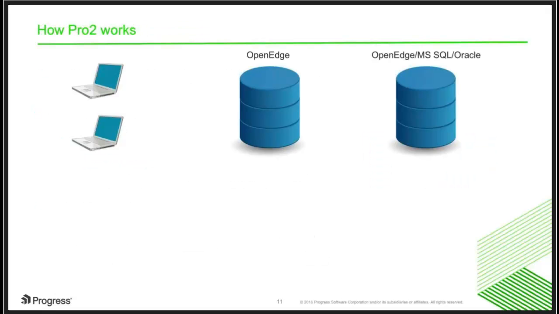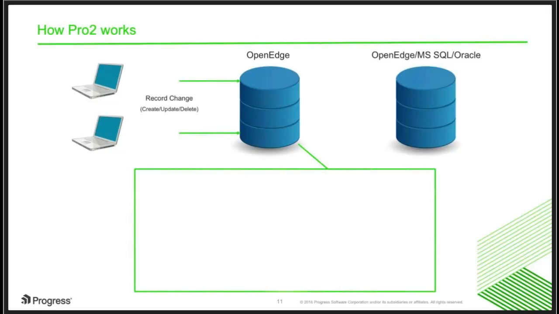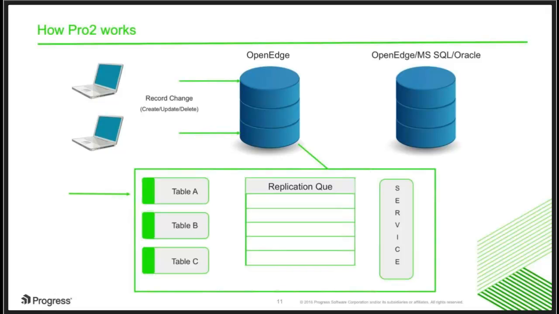So before I turn things over to Terry, who will provide a demonstration of Pro2, I felt it important that I step you through what's going on within Pro2. Users will make changes to the database through the application interface. These are create, update, and delete operations. As these records hit the database, a replication trigger fires that inserts a record into the replication queue.